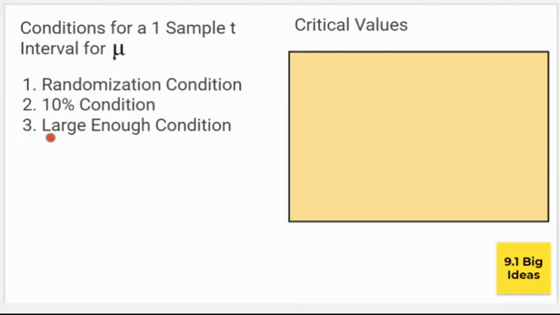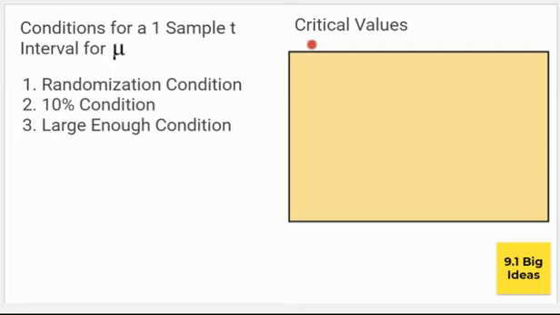And then the third thing that we can do, if we don't know anything about the population and the sample size is less than 30, is graph the data that we have. And if the sample does not show any outliers or any obvious or extreme skewness, then we can assume that the population is normal, and therefore our sampling distribution will be approximately normal as well.